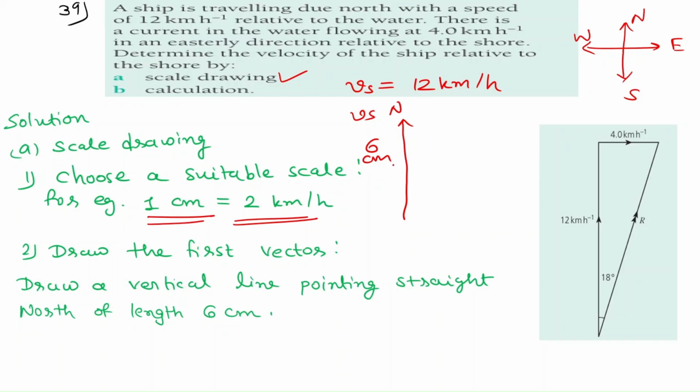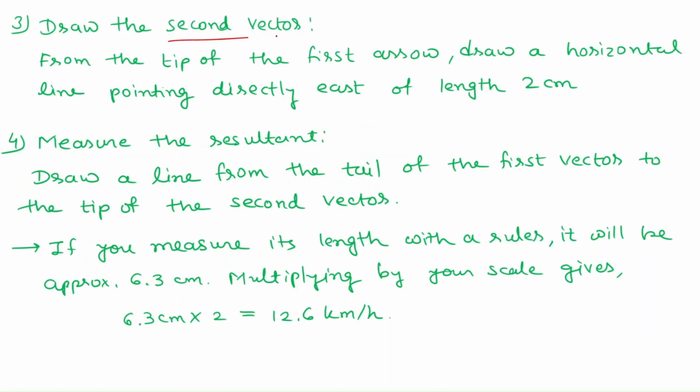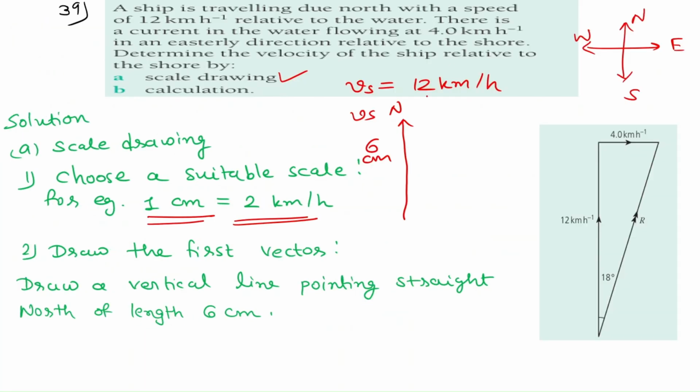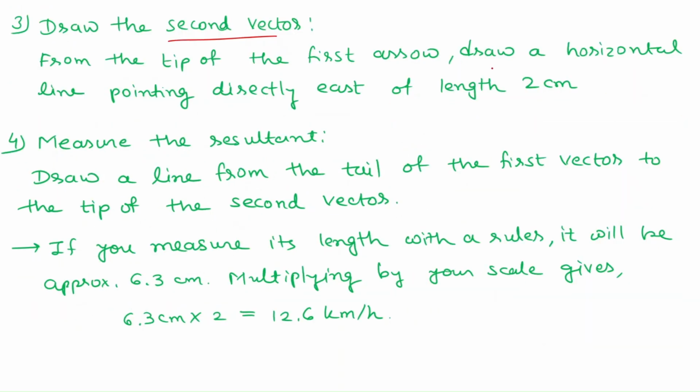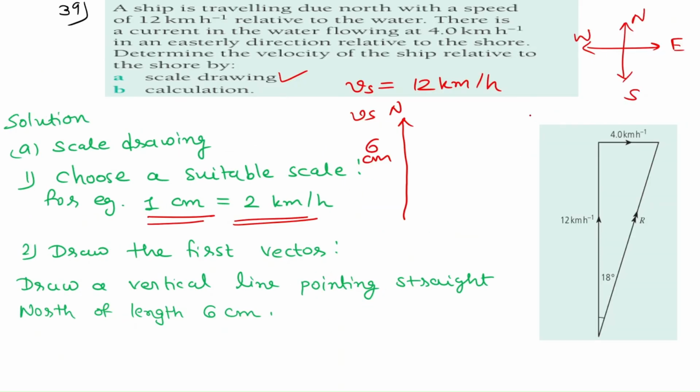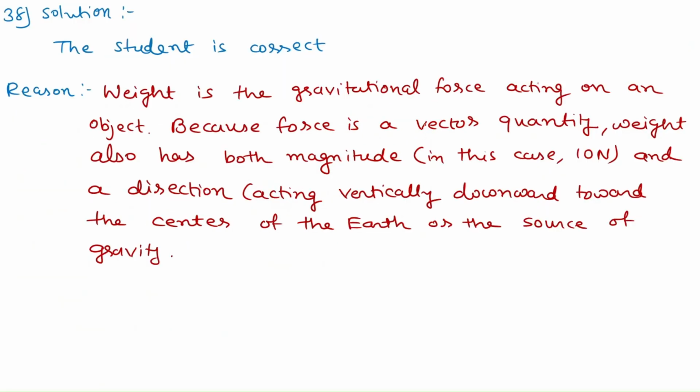They say 4 kilometer per hour. So here I mentioned how to draw the second vector from the tip of the first arrow, from this point. Draw a horizontal line pointing directly east to a length of 2 centimeter. Why? Because here they give us 4 kilometer per hour, which means 2 centimeter times 2 is 4 kilometer per hour.